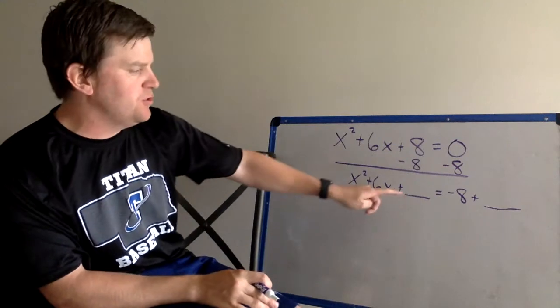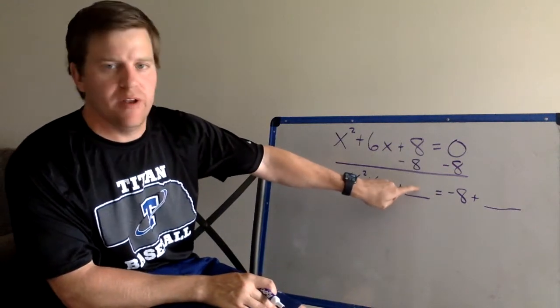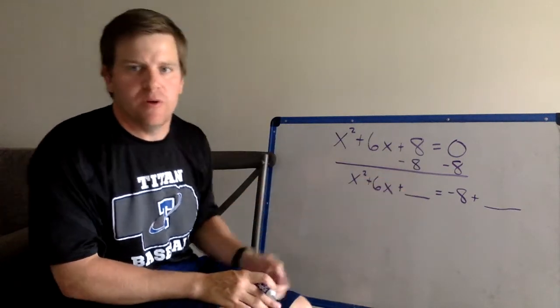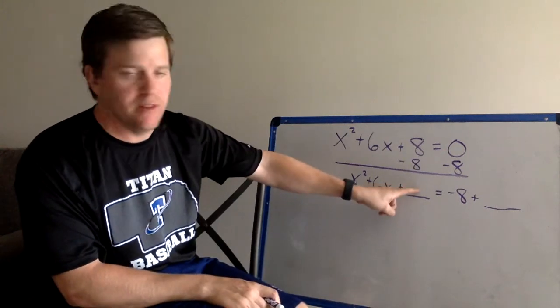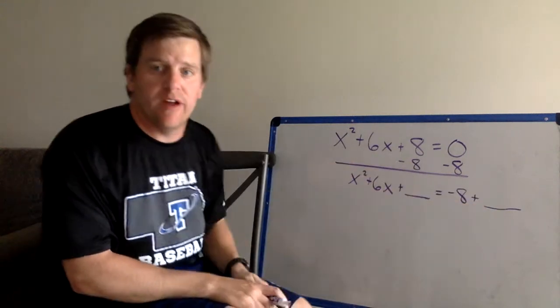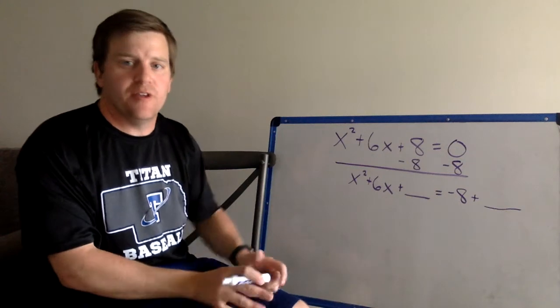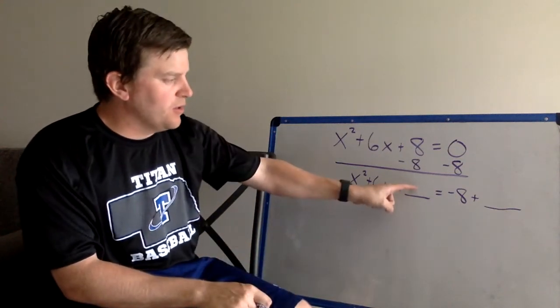The reason we need to have two blanks is we're going to add a number in right here, but we need to keep our equation balanced. So if we add a number into the left side, we also need to put it on the right side. Okay, now think back to the last video. What number goes in our blank?